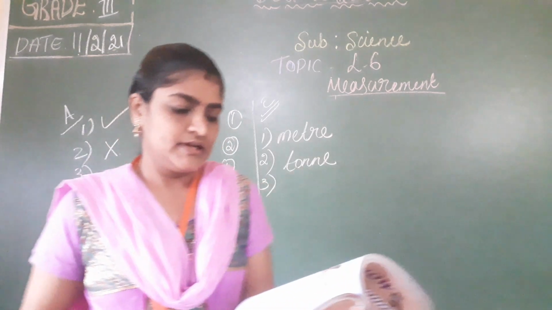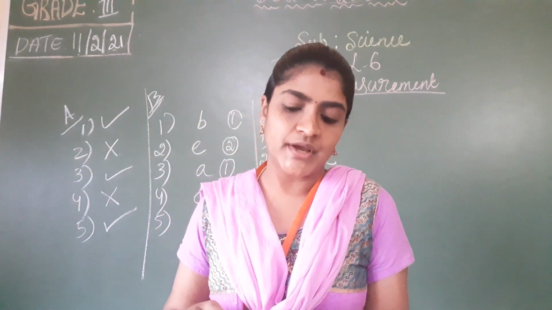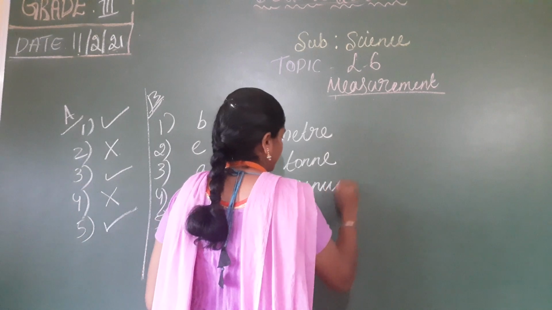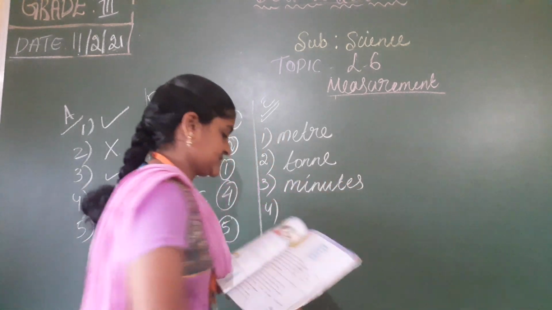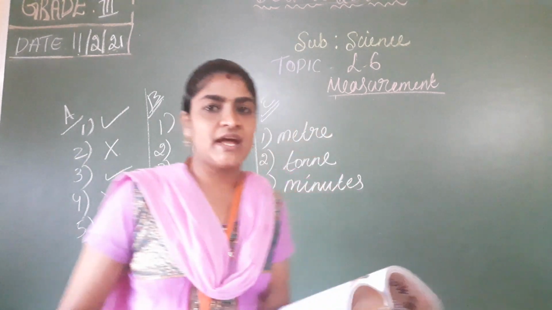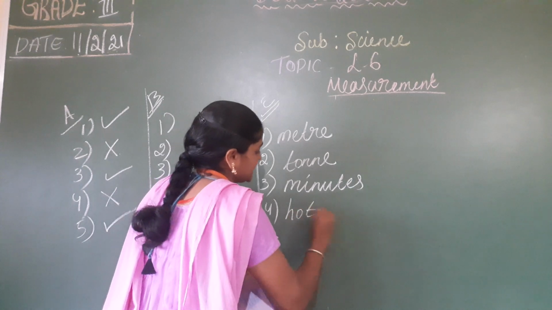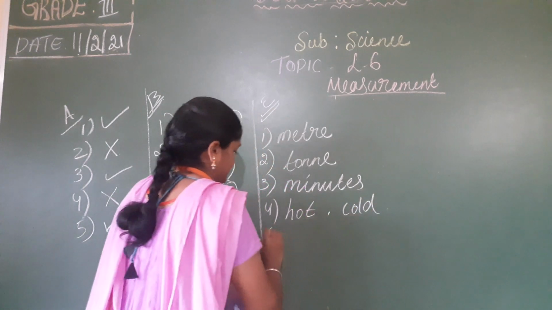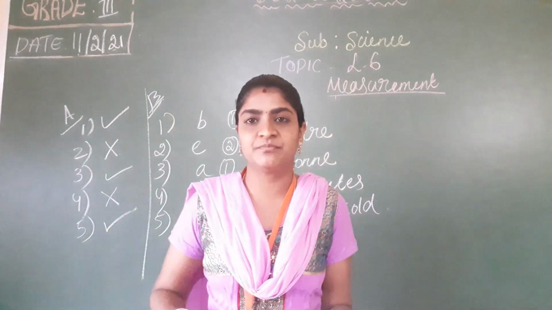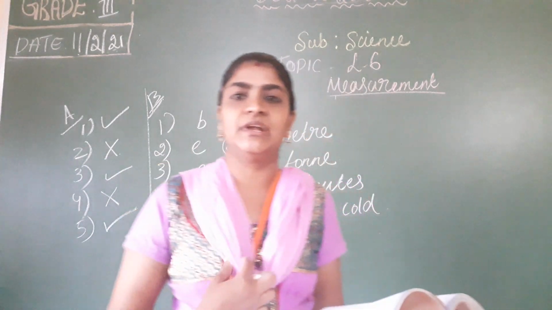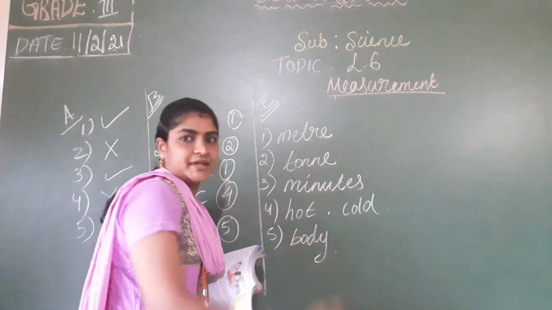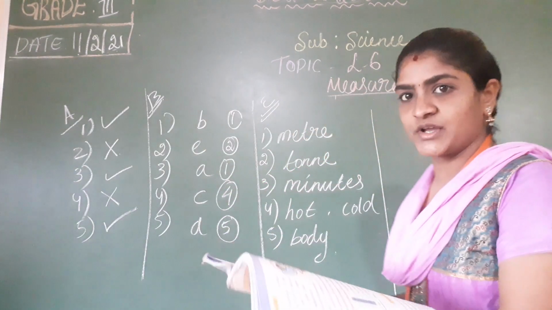T-O-N-N-E. Next, third one, the longer hand of the clock is called the minute hand. Next, fourth one, the temperature tells us whether a body is hot or cold. So it tells us the body is hot or cold. Next is fifth one, the clinical thermometer measures our body temperature. So it is helpful to measure the body temperature. B-O-D-Y, body.